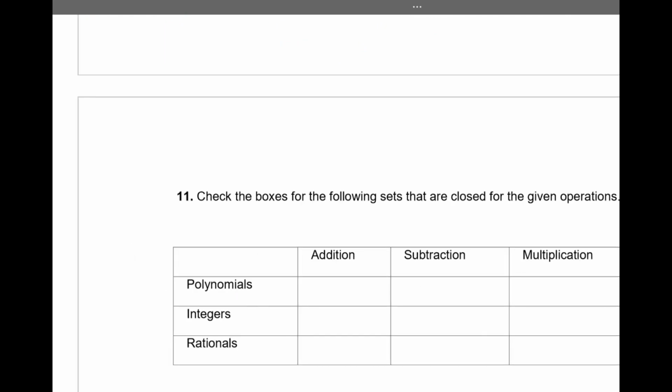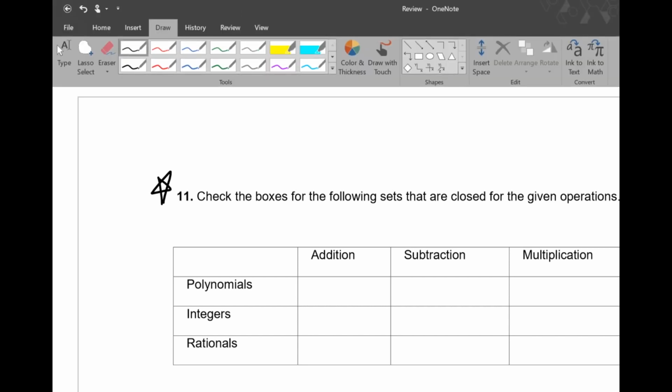Number 11, moving on. Number 11, we're actually going to talk about in class, so I will not go over that in the video. I do not expect you to do number 11 until we go to class. I'm back in class. Okay, let's move on.